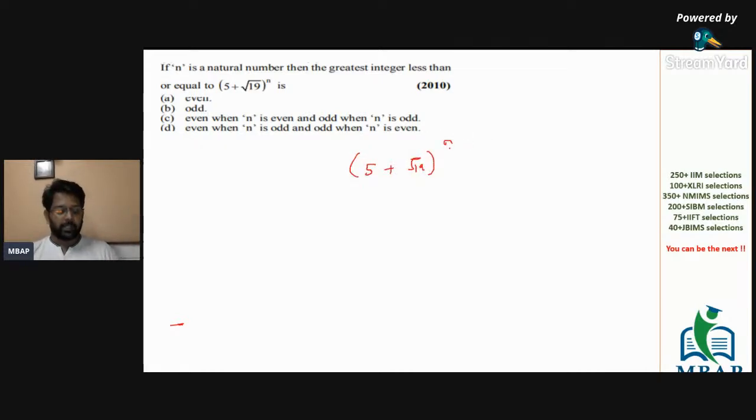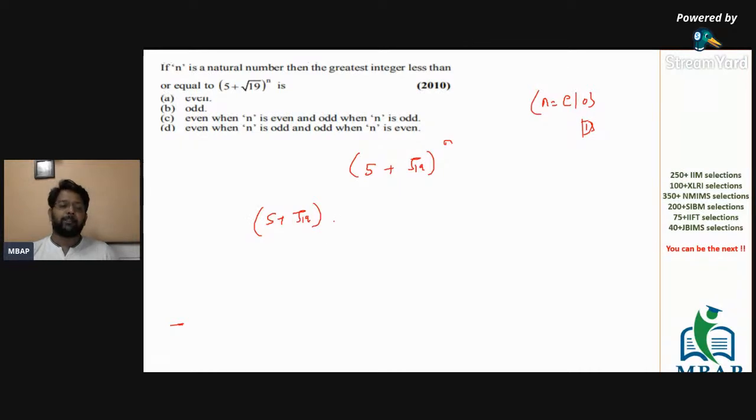And n could be anything, right? Now we know n could be either an even value or an odd value. The smallest odd value that you can consider is 1. We are looking at only the integral part of the given solution. So if I put n as 1, it's going to become 5 plus root of 19 only. Root of 19 will be how much?